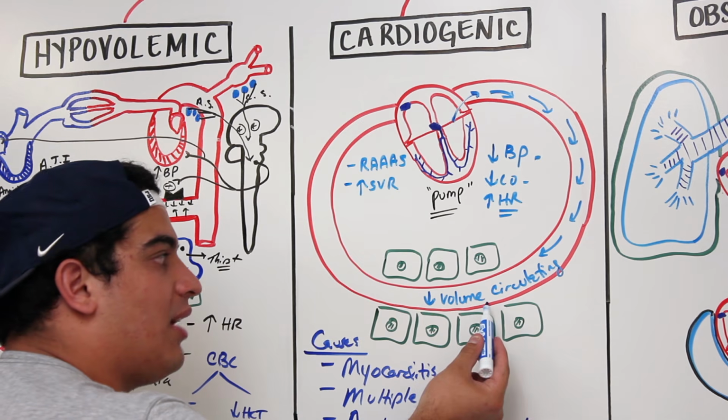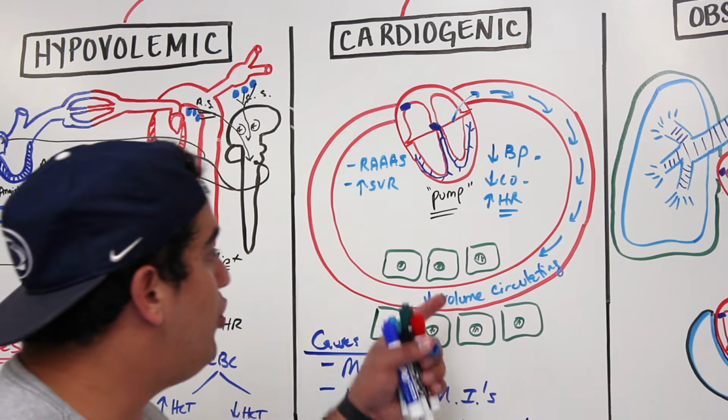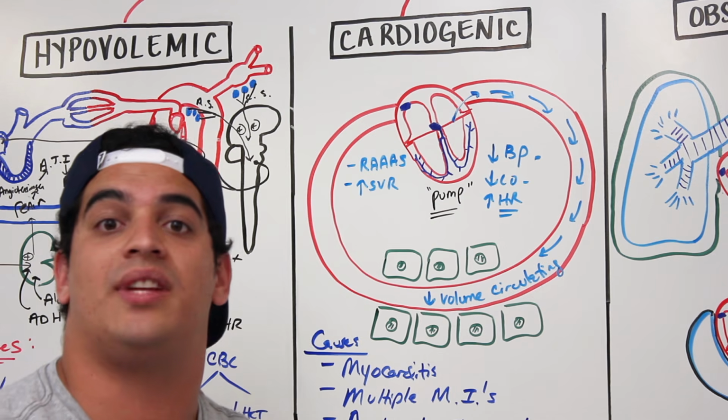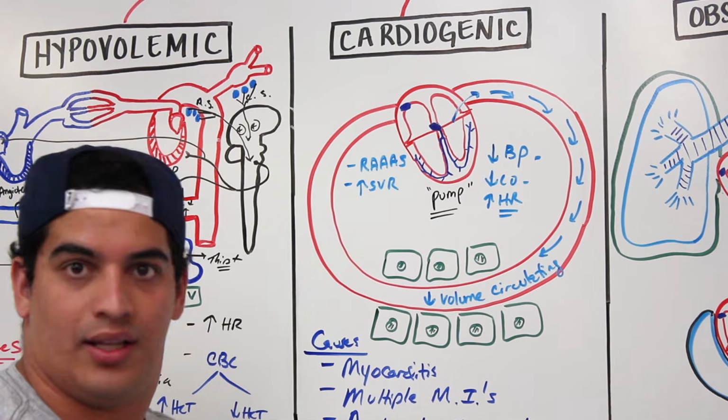Because if there's a decreased blood volume coming to the tissues, that means it's not going to deliver enough oxygen. If you don't deliver enough oxygen, that can cause ischemia. Ischemia can lead to necrosis, and necrosis of tissues can lead to organ failure if not treated. You see how it's just a circle constantly.